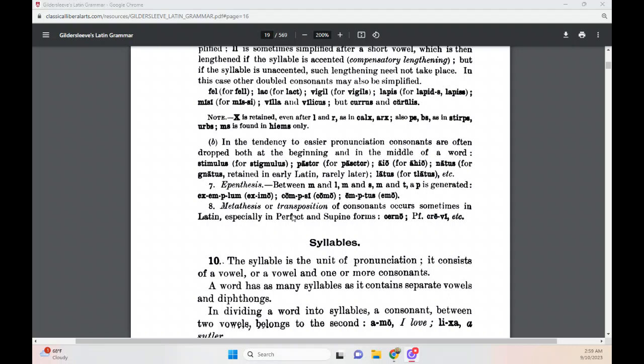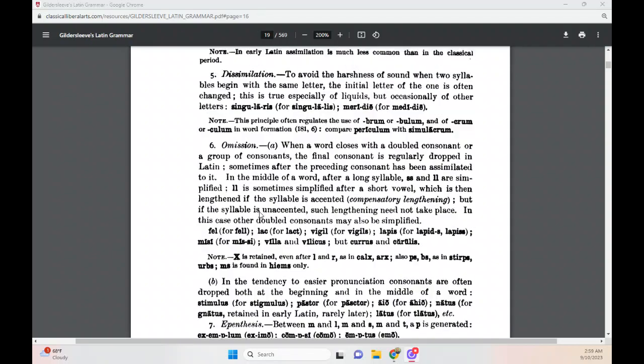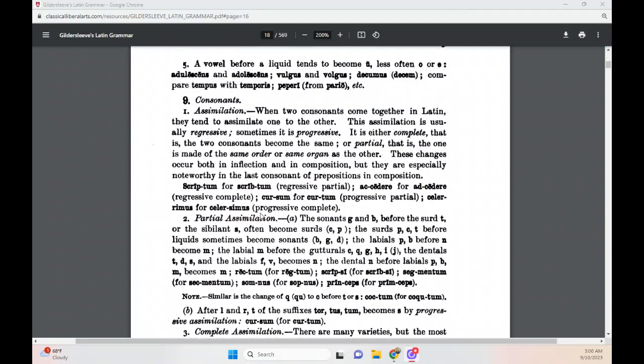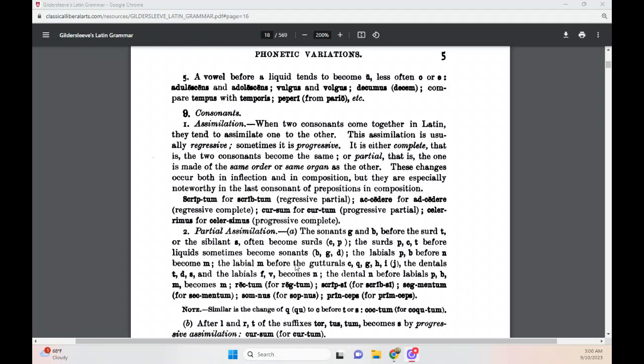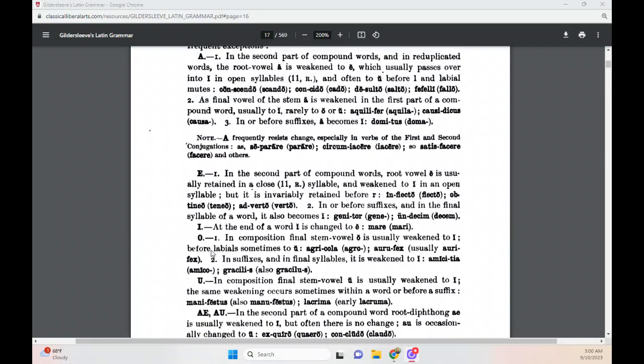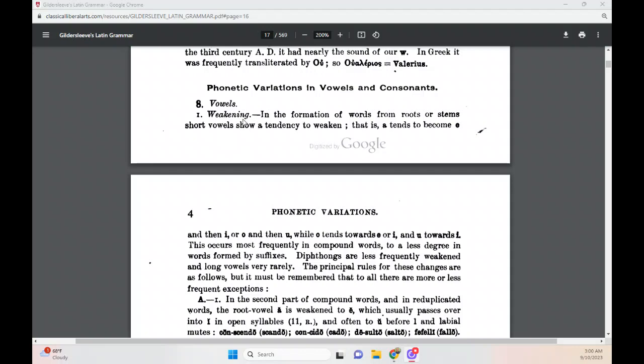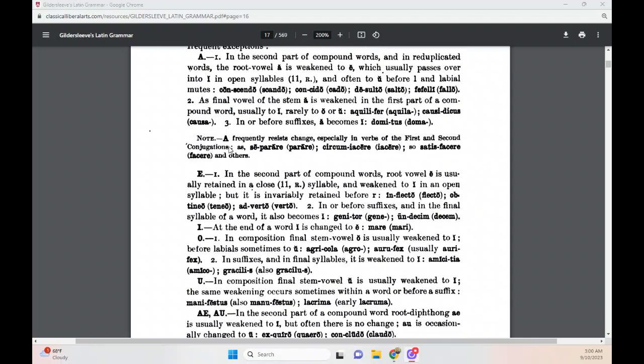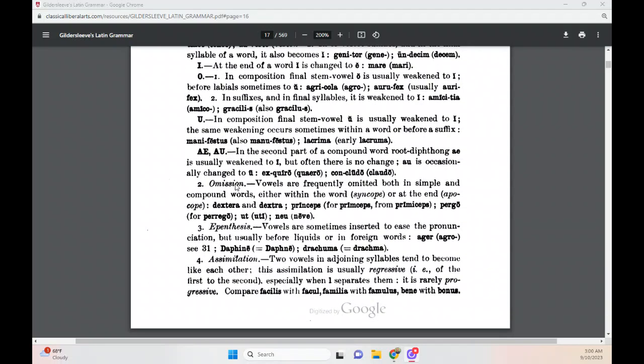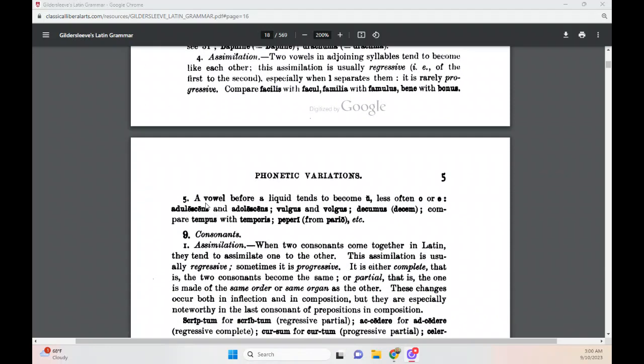So that brings us to the end of the content in Article 8. What we've seen here in Lesson 6, and remember, there's lots of detail here that you do not need to study at this time. What we've learned is that there are 5 different variations that take place with respect to vowels in Latin: weakening, omission, epenthesis, assimilation, and the changing of a vowel to u before a liquid. So 5 changes in vowels.